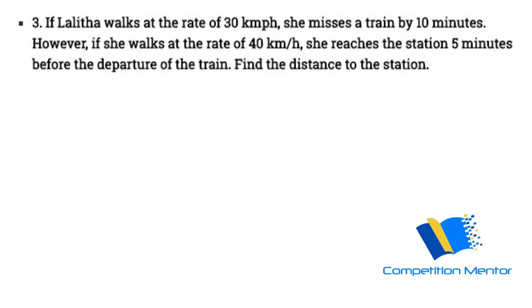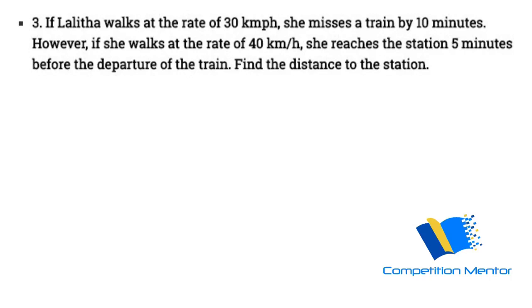Now in this question, if Lalita walks at the rate of 30 km per hour, she misses a train by 10 minutes. However, if she walks at the rate of 40 km per hour, she reaches the station 5 minutes before the departure of the train. Find the distance to the station.